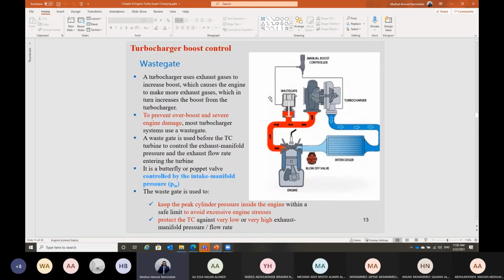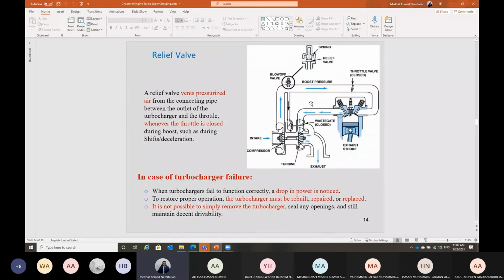So we have two ways to control the operation of the turbocharger. The wastegate operates using the pressure of the intake manifold. If it is high enough, it will pull up this valve, and then some exhaust gases can leave to the atmosphere without passing through the turbine, in order to reduce the power of the turbine and avoid overboosting of the engine power. Another way to control is the relief valve.